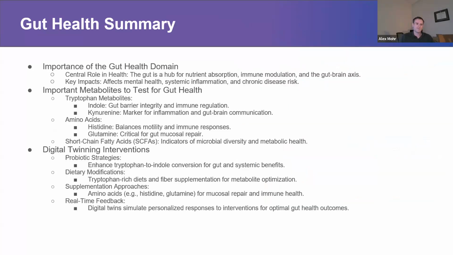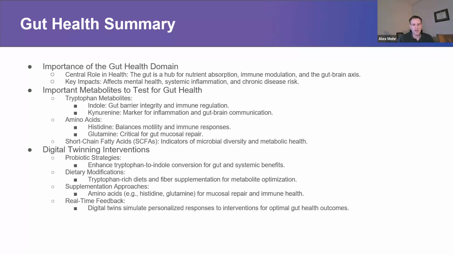So to sum up, the gut domain, we know that the gut plays a central role in health. Its key impacts extend beyond just the gastrointestinal tract, gut permeability, but even affect mental health, systemic inflammation, and chronic disease risk. So important metabolites to monitor are the tryptophan metabolites, amino acids, as well as short-chain fatty acids, because these are really a good indicator for microbial diversity and metabolic health. Some important interventions that we use in our digital twinning models include probiotic strategies, heavily reliant on dietary modifications, as we know that this plays probably one of the major roles in gut health, and as well as supplementation approaches.